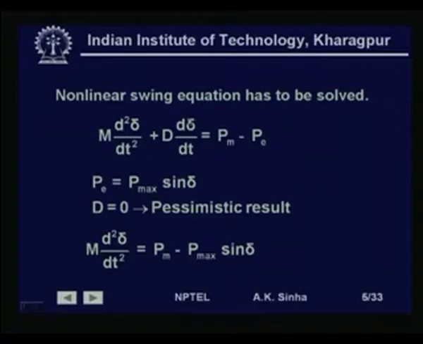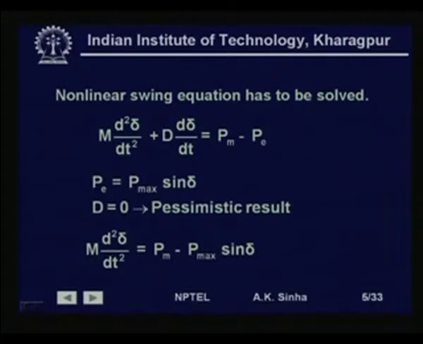That is, what we do is we assume this d, that is the damping coefficient, to be very small, and we neglect this. That is, we make d equal to 0. Of course, if there is no damping in the system, what we are going to get as an output is a sustained oscillation or a runaway situation, as we will see later.